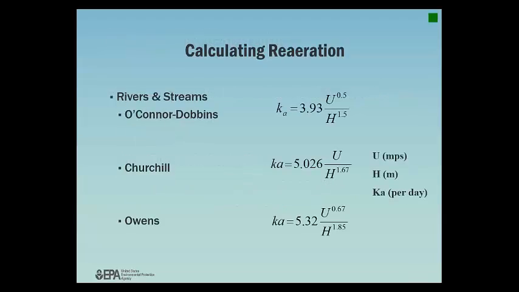Now that we know what reaeration is, we can look to see how reaeration is calculated in models. This slide shows three of the more predominant reaeration equations that are used for rivers and streams. These equations were generated by looking at field data and regressing out an empirical relationship of reaeration as a function of water velocity and depth.